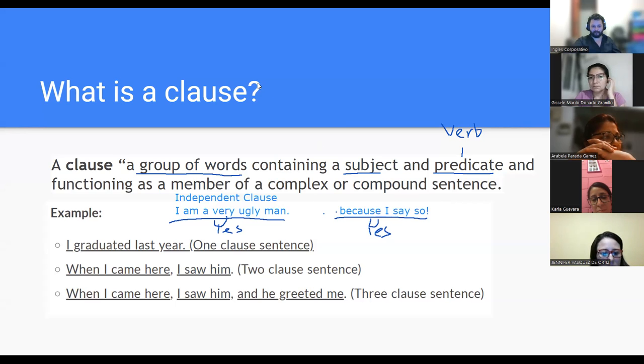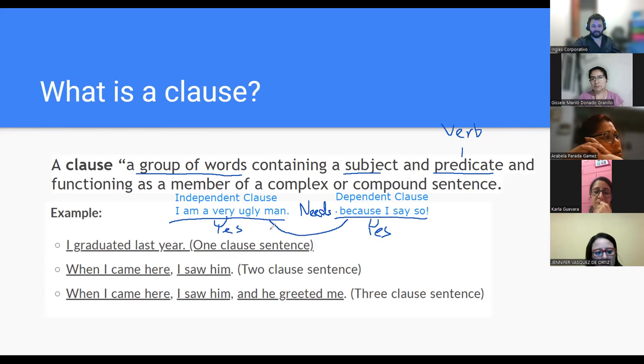Now, this one right here, if we say, because I say so, this one is dependent. Why? Because for this to make sense, we need more information, right? We would say, oh, you know what? I am a very ugly man because I say so. So this needs this to make sense. Got it? Because it needs it, it turns it into a dependent clause, right?